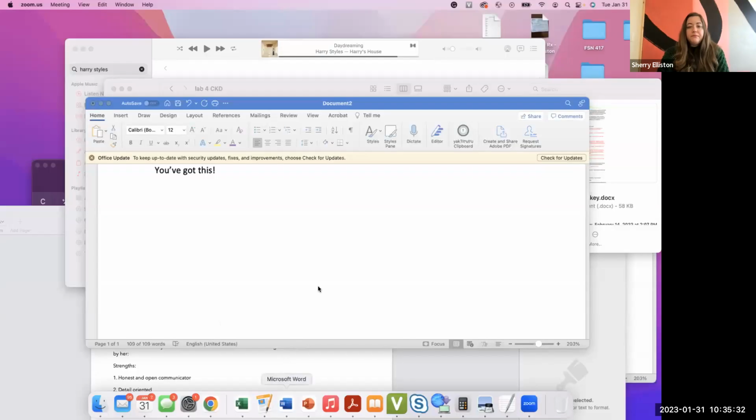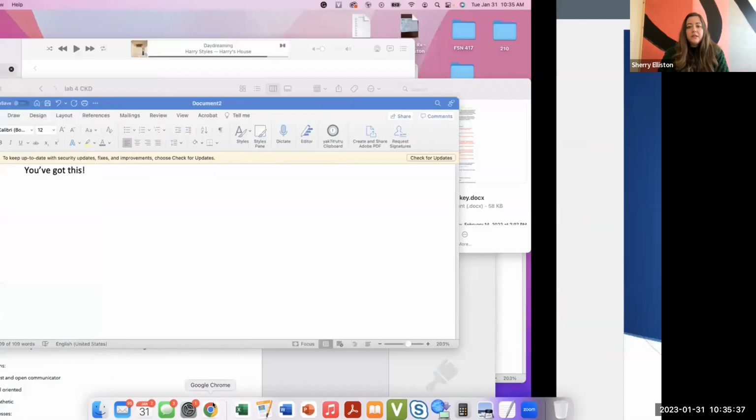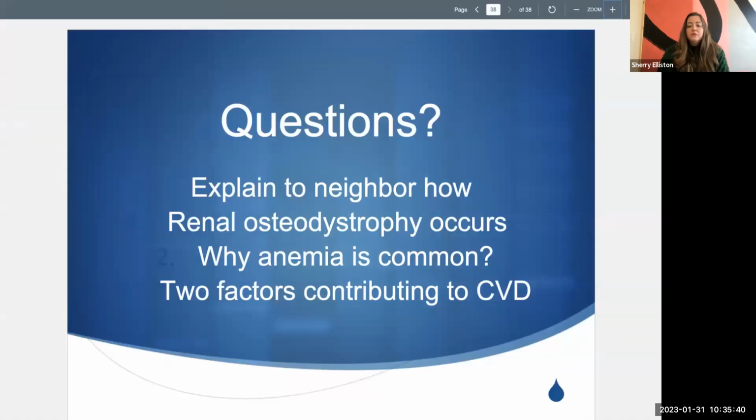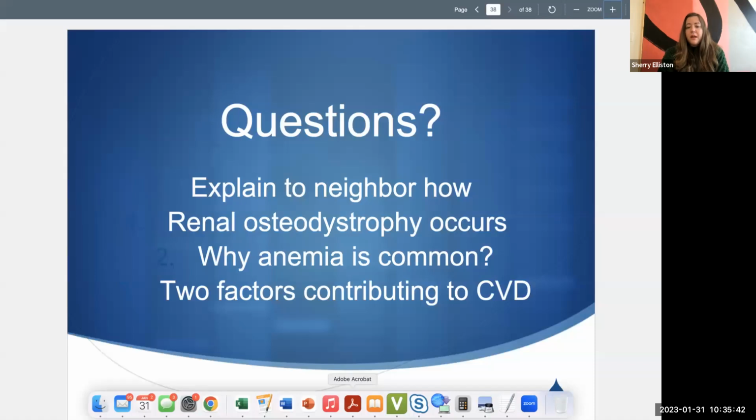I'm going to put you in breakout rooms. I want you to talk about why renal osteodystrophy occurs, why anemia is common, and two factors that contribute to cardiovascular disease. This is the last slide.